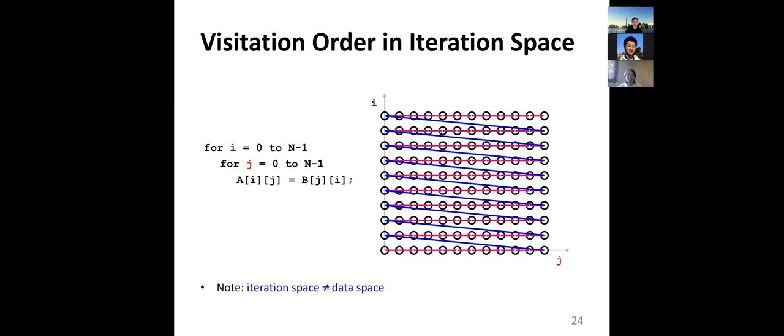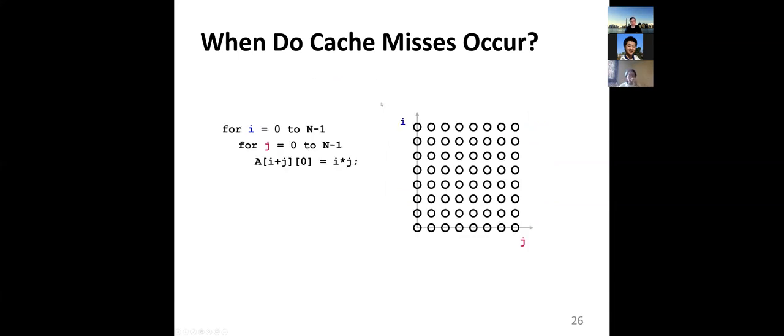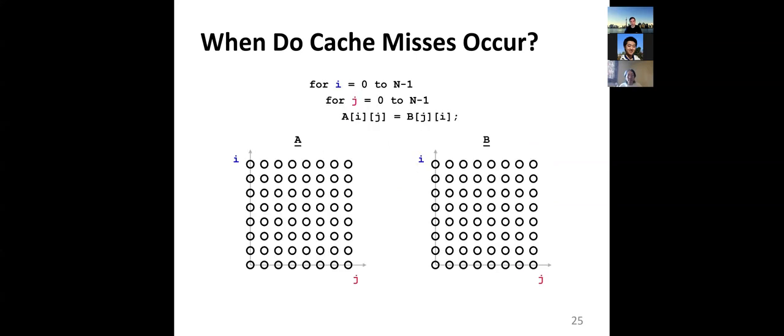Remember though, the iteration space doesn't equal the data space. The data might be allocated differently. So this is the dimension with which we can play. Imagine this is the same loop, and we're looking at how the accesses to array A behave versus accesses to array B with this iteration space. What's important to notice here is that it might actually be different.